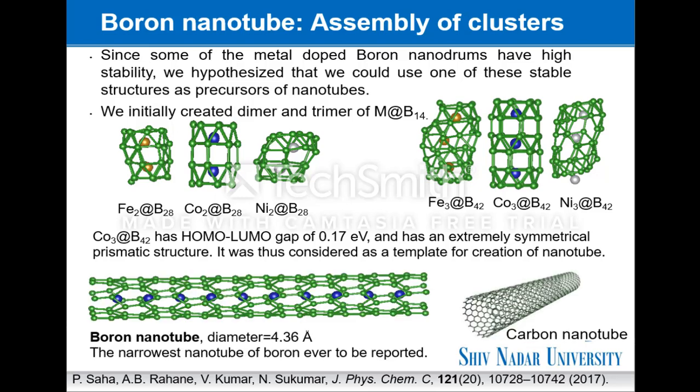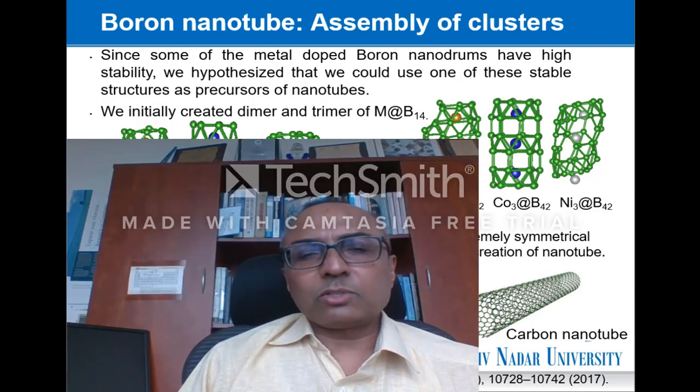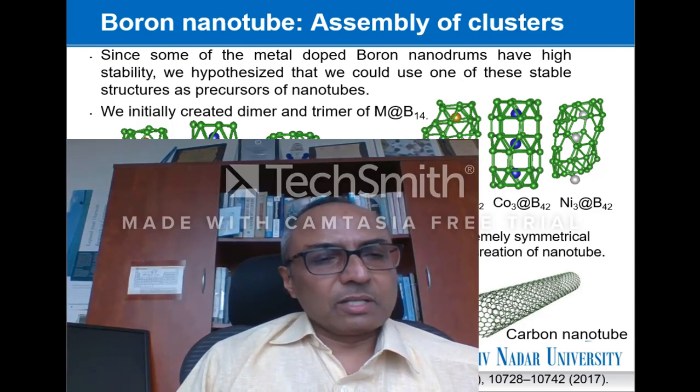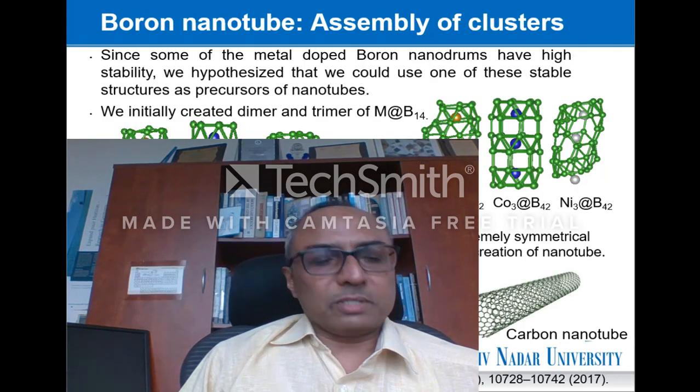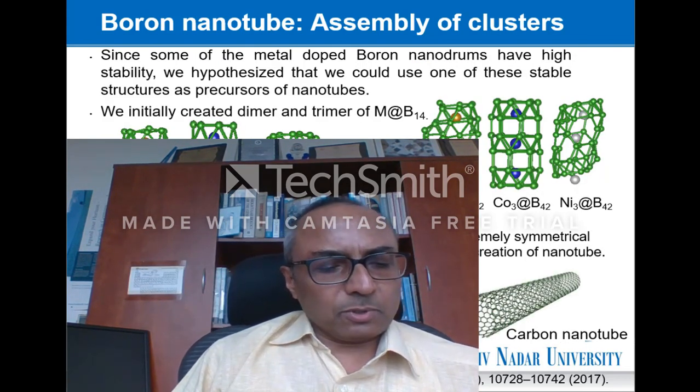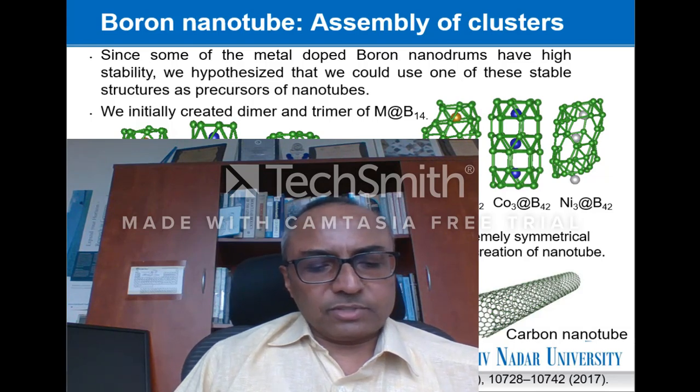This led to a boron nanotube with a diameter of 4.36 angstroms, which is the narrowest nanotube of boron to be reported. Here, the interaction of the nanotube with the encapsulated cobalt nanowire stabilizes the structure.